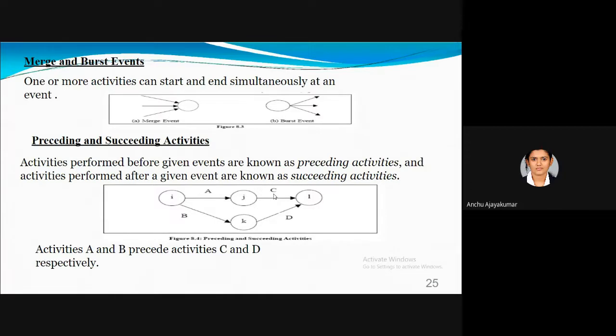In this case, A and B represent the preceding activities of C. The activity performed before the given event is known as the preceding activity, and the succeeding activity is the one after the event.